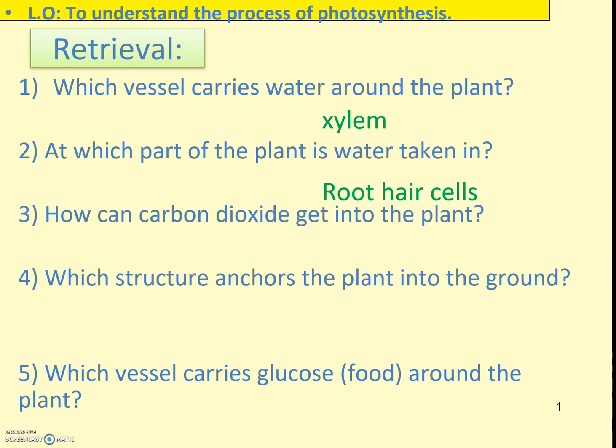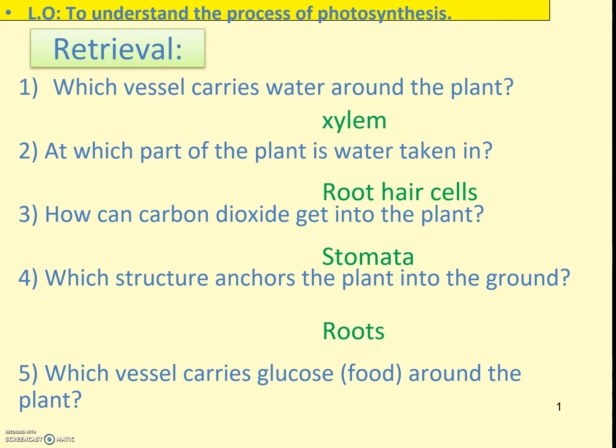Number 3 states, how can carbon dioxide get into the plant? And that would be through stomata, found in the underbelly of the leaf. These tiny holes or pores are like windows that allow the plant to absorb carbon dioxide.